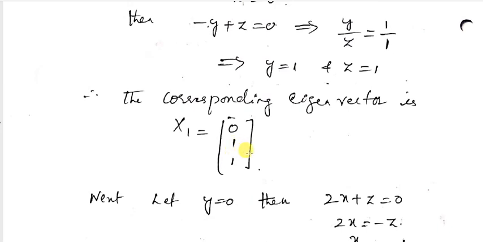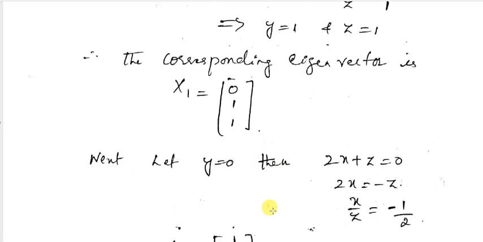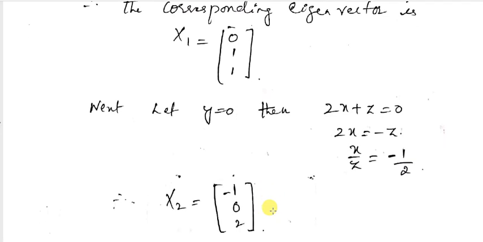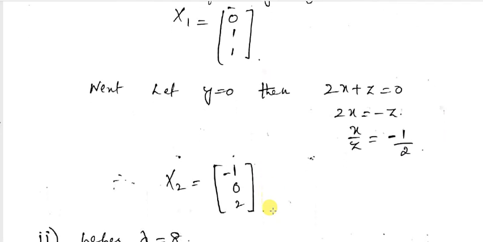Since it is a repeated eigenvalue, next I can take the arbitrary constant y2 to be 0, from which I'll get the second eigenvector for the same eigenvalue lambda is equal to 2 as x2 is equal to (minus 1, 0, 2).